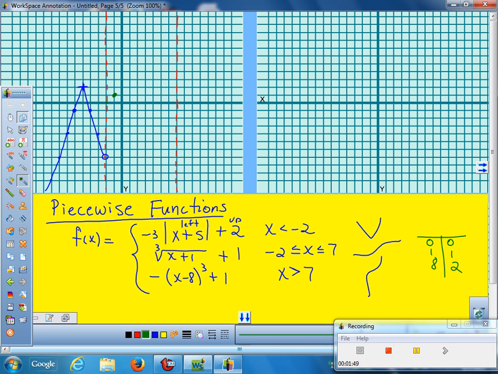But this has an equal sign, so I can close that one in. I'm going to go 1, 1 to the right, and then I've got to go 8, 2. 1, 2, 3, 4, 5, 6, 7, 8, 2. Oh, look at that. It hits perfectly on that boundary line.